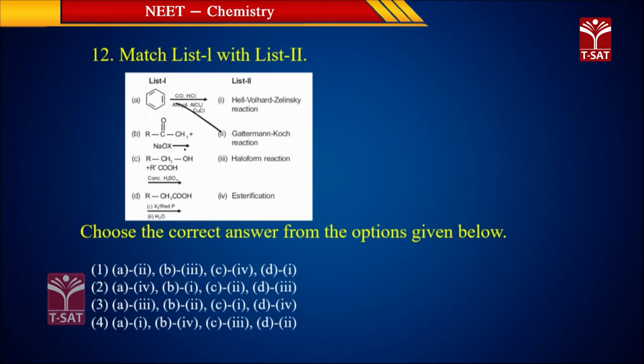And the second one is NaOH. This is the haloform reaction. Haloform reaction, 2 with 3. Third one is esterification, formation of ester. So the correct option for this is 1, 2, 2, 3, 3, 4. Yes, first option is the correct one. These are named reactions. All these are named reactions.